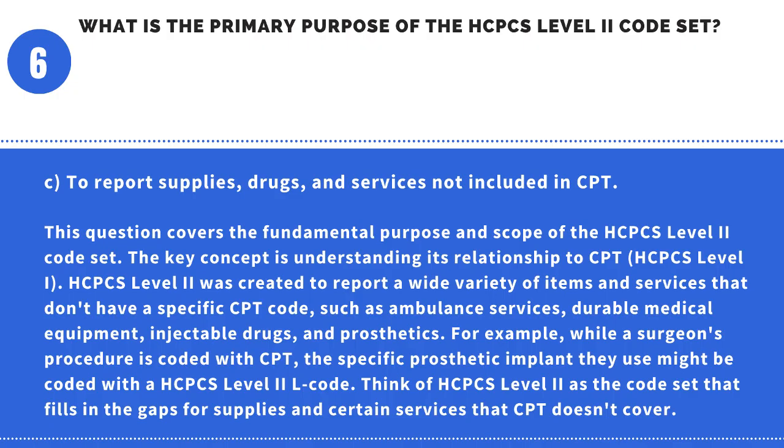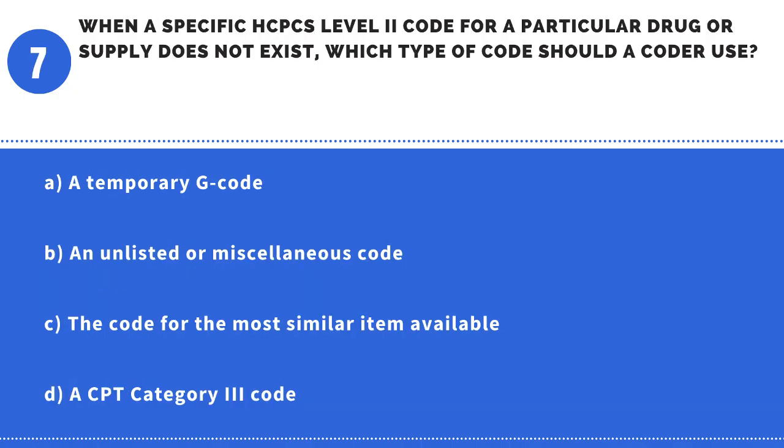HCPCS Level 2 was created to report a wide variety of items and services that don't have a specific CPT code, such as ambulance services, durable medical equipment, injectable drugs, and prosthetics. For example, while a surgeon's procedure is coded with CPT, the specific prosthetic implant they use might be coded with a HCPCS Level 2 L code. Think of HCPCS Level 2 as the code set that fills in the gaps for supplies and certain services that CPT doesn't cover.